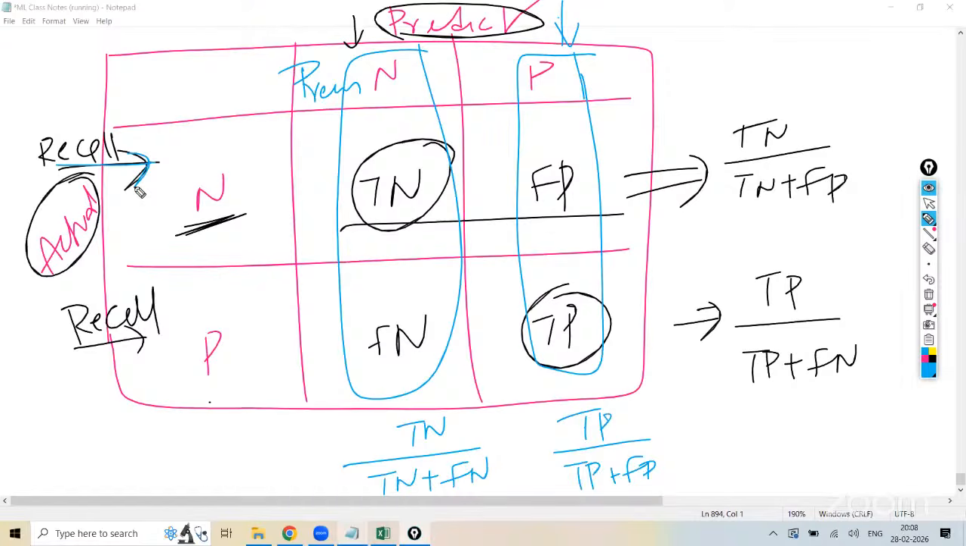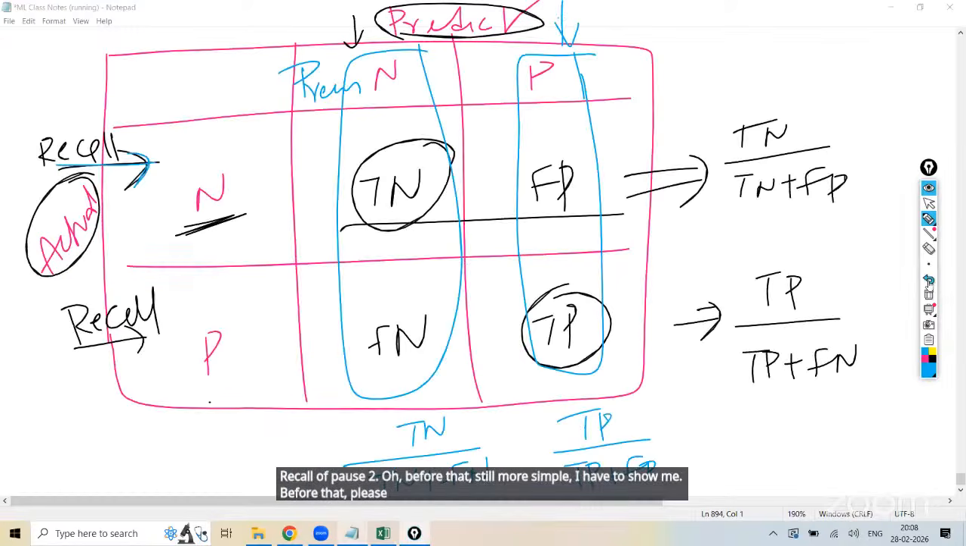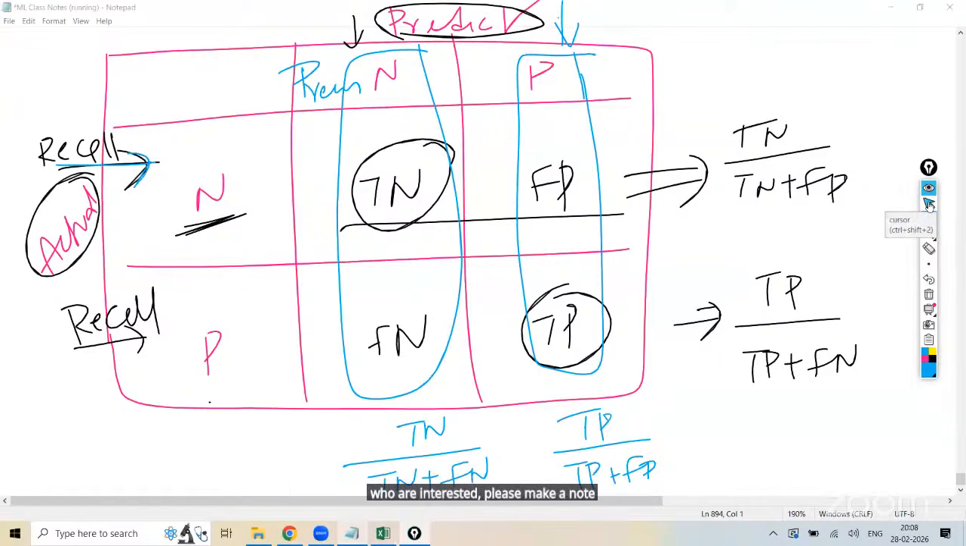Points are clear? Sir, still any simple is there? Still simple is there. Recall of positive. Oh, before that, still more simple I have to show me. Before to that, please write the note of this. Who are interested, please make a note of this. Still, I will show you the shortcut. Still, shortcut is available, means available.